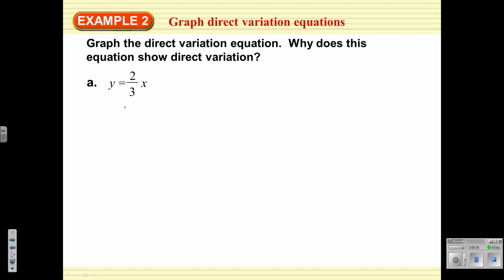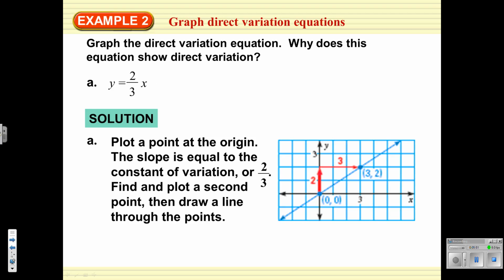So, here is my equation. It's the one we solved for first in example 1. And why does it show a direct variation? Because the y-intercept is 0. Our b is 0. It's a plus 0. So that means we're going to be starting at the origin.